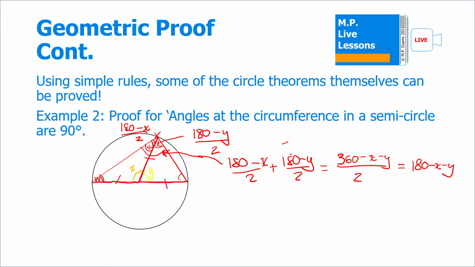You could also form this into an equation, so minus x minus y equals negative 180. But we'll leave it for now. At the end, we've got x plus y. So that's in a straight line, so that adds to 180. Now, here comes the final bit.